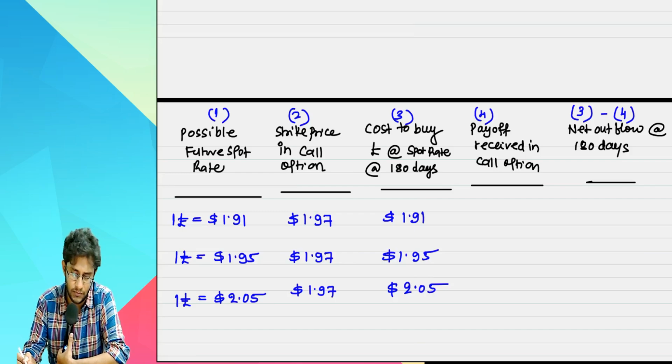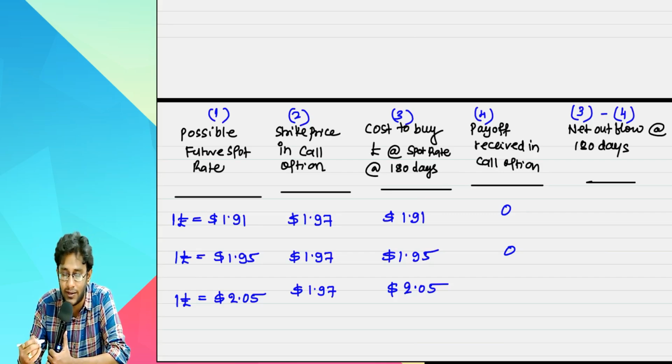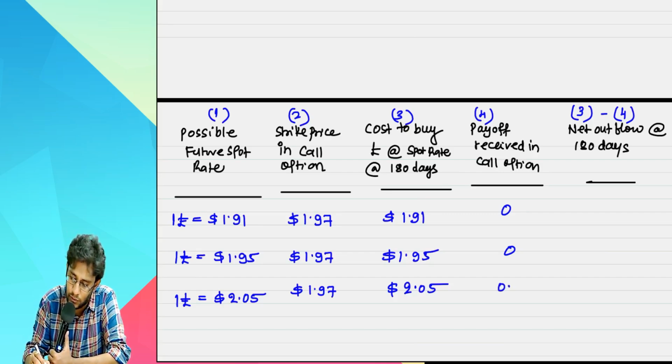Payoff received. First scenario. I have a right to buy at 1.97 each pound, but market pound rate is 1.91. Lapse. So payoff received is 0. Even here also 0. In the last case, market pound rate is 2.05 and I have a right to buy at 1.97. Definitely call will be exercised and we will receive inflow of $0.08. This is inflow.